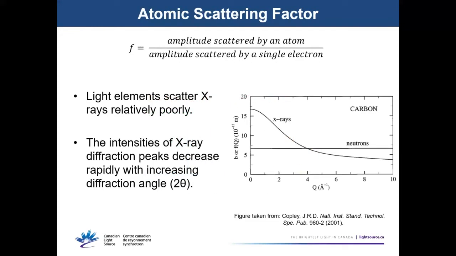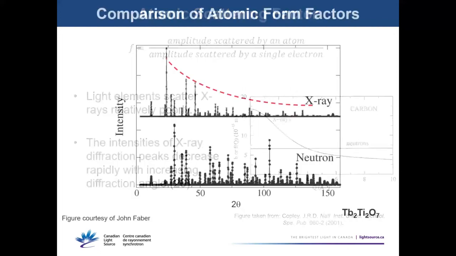Atomic scattering factors for X-rays drop off pretty rapidly with angle, which is why most of the most intense peaks appear at low angle in X-ray powder diffraction patterns. One benefit of using neutrons is that the scattering length for neutrons is relatively independent of scattering angle. So you get large peaks throughout your powder pattern.